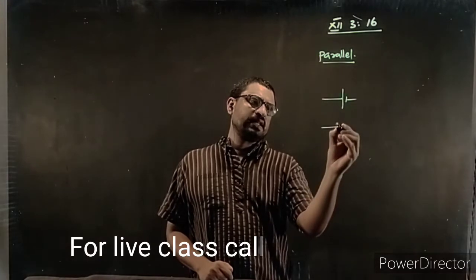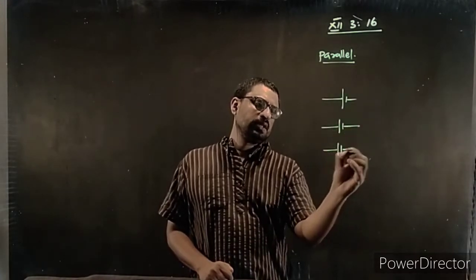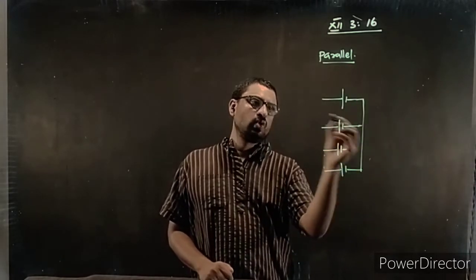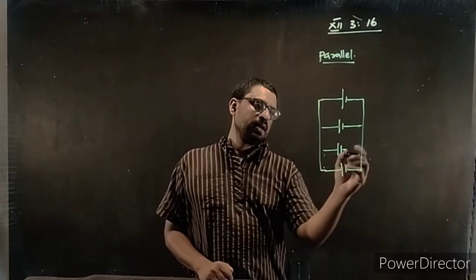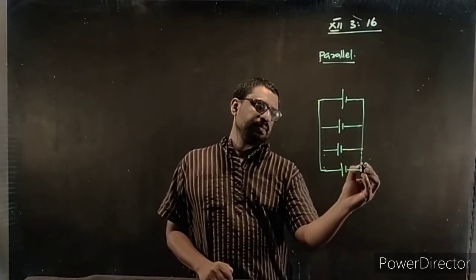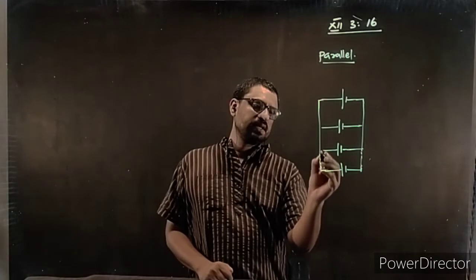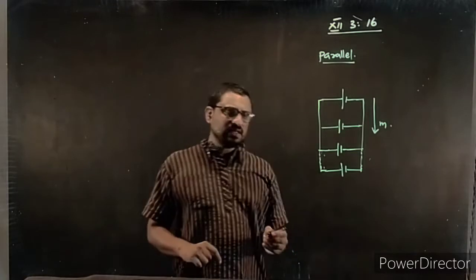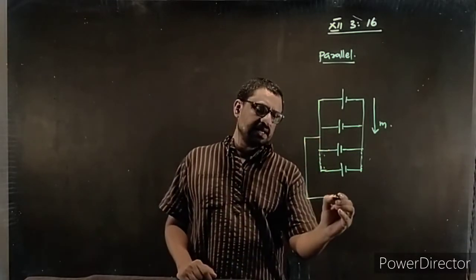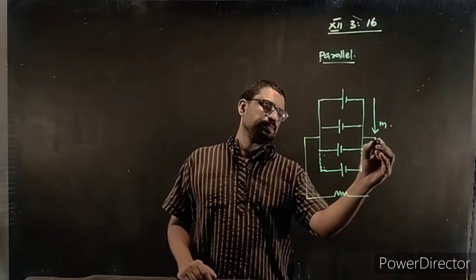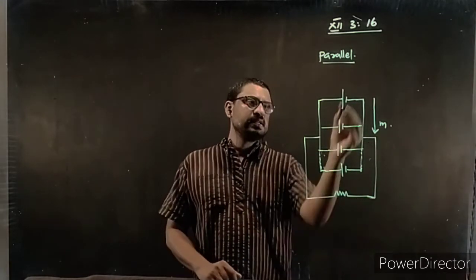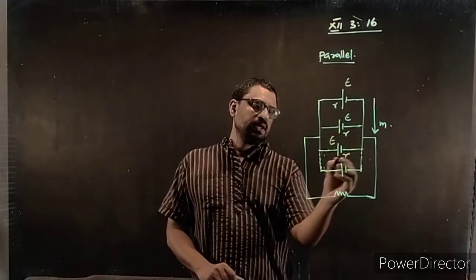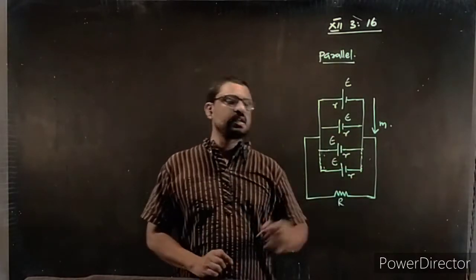Consider there are so many cells like this, E1, E2, E3, etc., connected parallelly. Such M cells are there. And that combination of cells is connected to an external resistor, capital R. All are identical cells of EMF E and internal resistance r, connected to an external resistor, capital R.